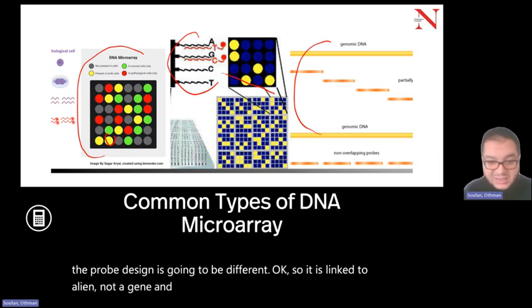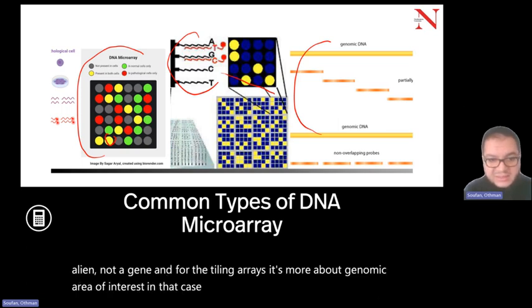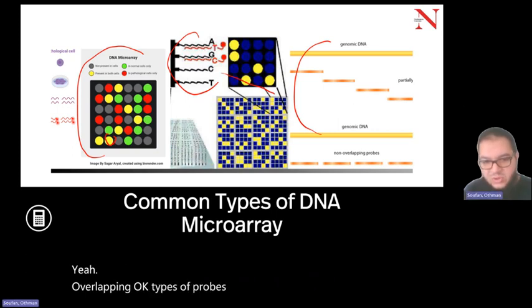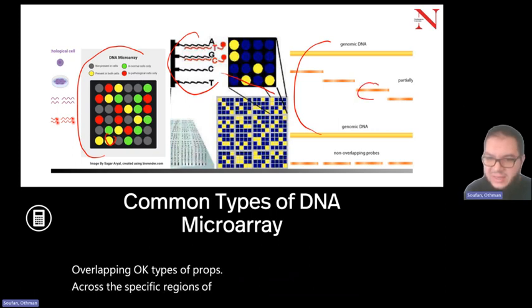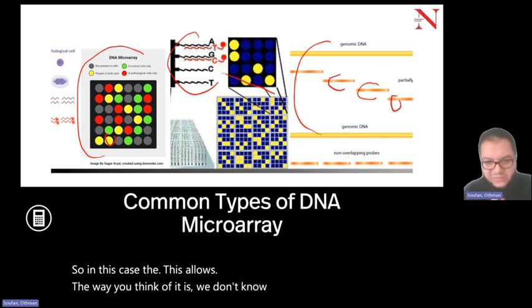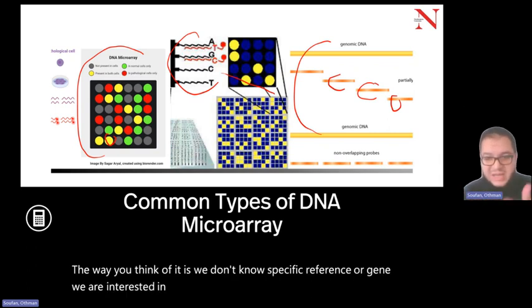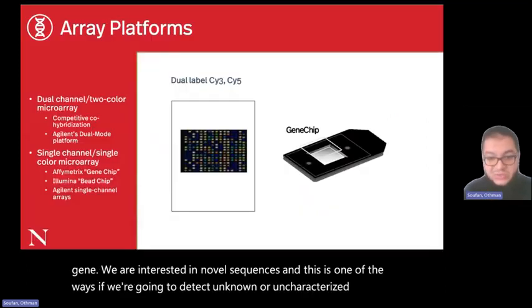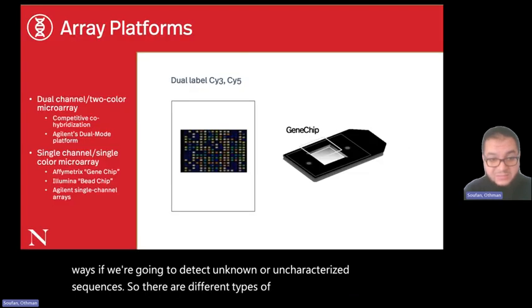And for the tiling arrays, it's more about a genomic area of interest. In that case, the probes are going to be overlapping across specific regions of the DNA. The way you think of it is we don't have a specific reference or gene. We are interested in novel sequences, and this is one of the ways to detect unknown or uncharacterized sequences. So there are different types of DNA microarrays.